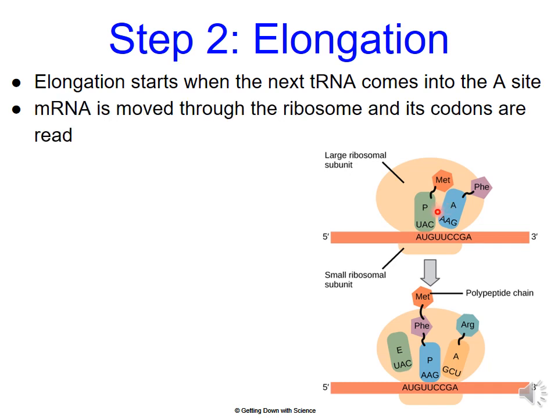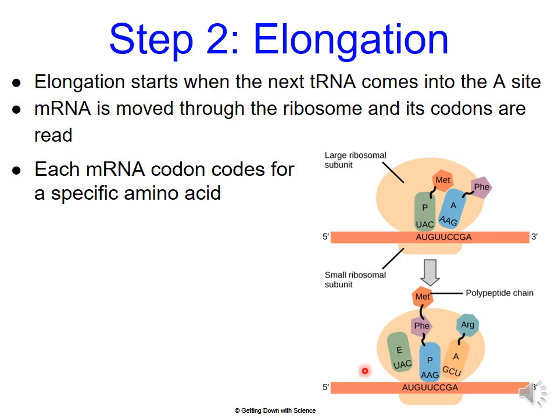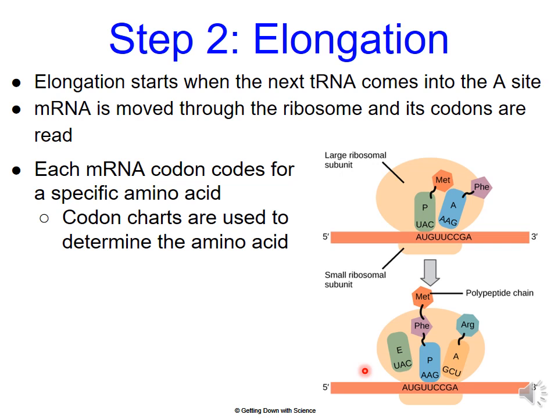mRNA is going to move through the ribosome, and the codons are going to be read, and as we shift, that's how we keep bringing in new tRNAs. Each mRNA codon codes for a specific amino acid, and we do use a codon chart to determine what it is. And remember, we always put the mRNA into the codon chart because mRNA has the code on it.